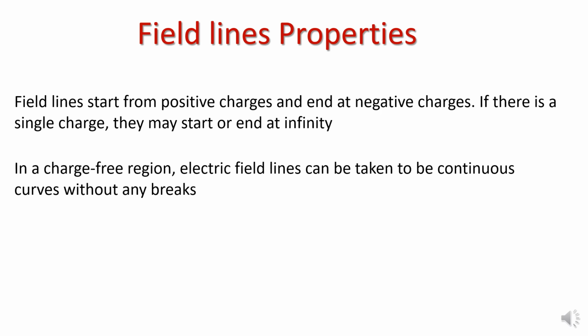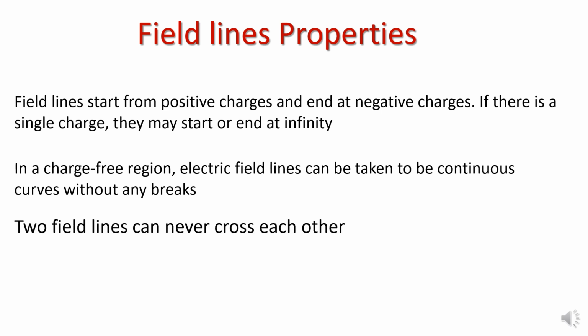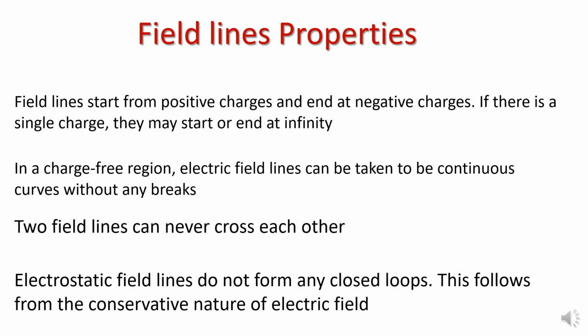In a charge-free region, electric field lines can be taken to be a continuous curve without any break. If you have a single charge and there is no other charge available in that particular region, the electric field lines can be taken as continuous without any break. Two field lines never cross each other. We have seen in the last slide that two field lines never cross each other, and electrostatic field lines do not form any closed loop.